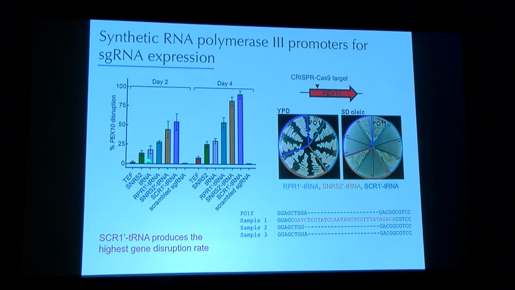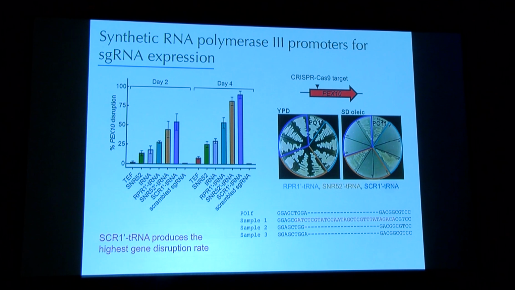Here we're just showing data at day 2 and day 4 of outgrowth, so after you do the transformation of this plasmid-based system, how much efficiency of disruption of a single gene could we achieve? We targeted PEX10. This is a beta oxidation gene that would allow us to screen a phenotype where we could see growth on glucose, but not growth on oleic acid, right? So by knocking out PEX10, we would see no growth on oleic acid, and then we could readily screen a number of colonies to determine the efficiency here.